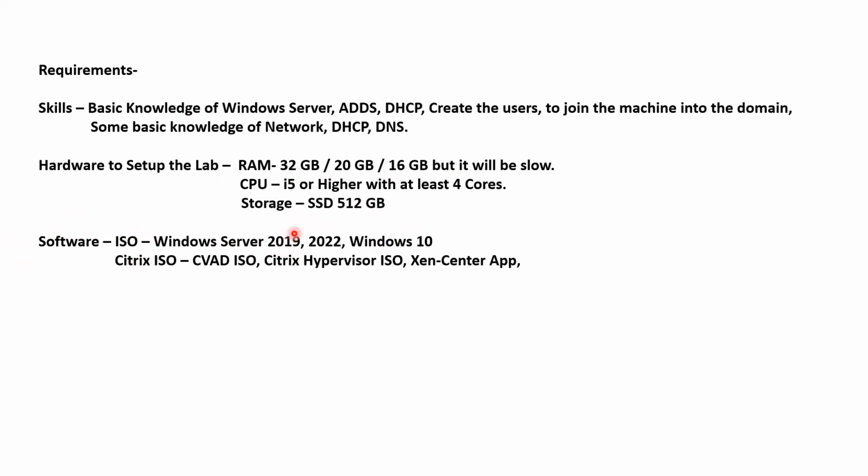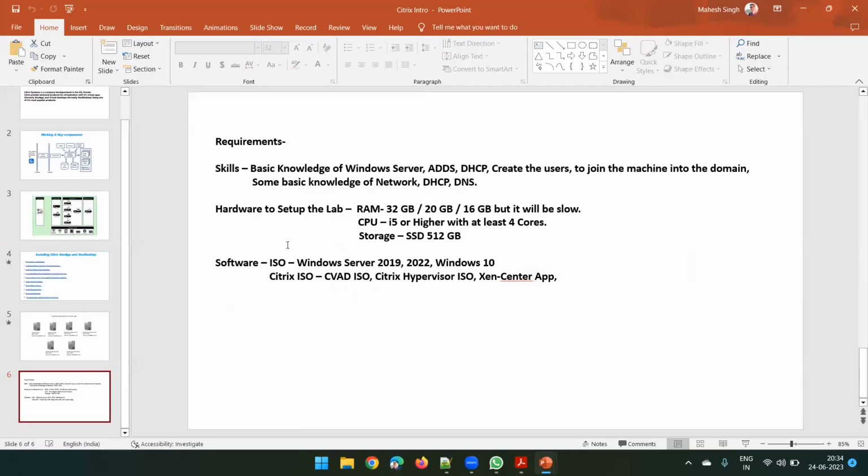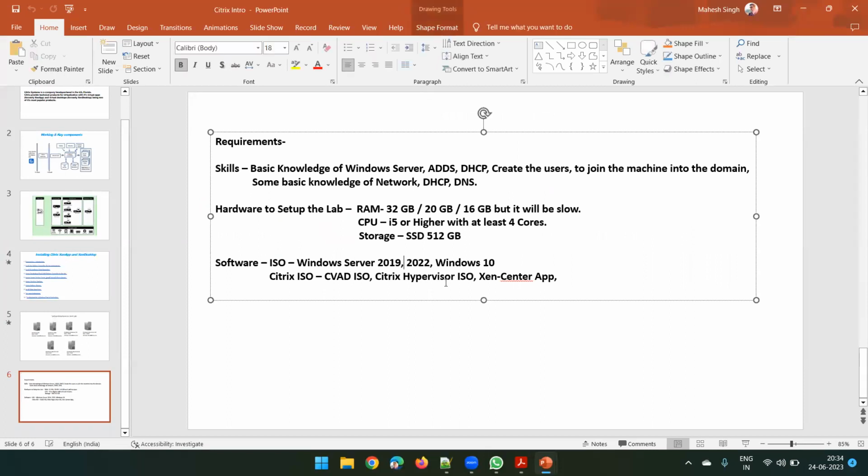Coming to the software requirements, what I need is Windows Server, but just skip Windows Server 2019. Why? Because right now we have Windows Server 2022 in the market, right? So I will recommend you go with the latest one. Okay, so I am removing it. And apart from that, I have to remove that 16 GB as well because it will never work. And you need Windows Server 2022 and Windows 10 ISO media.